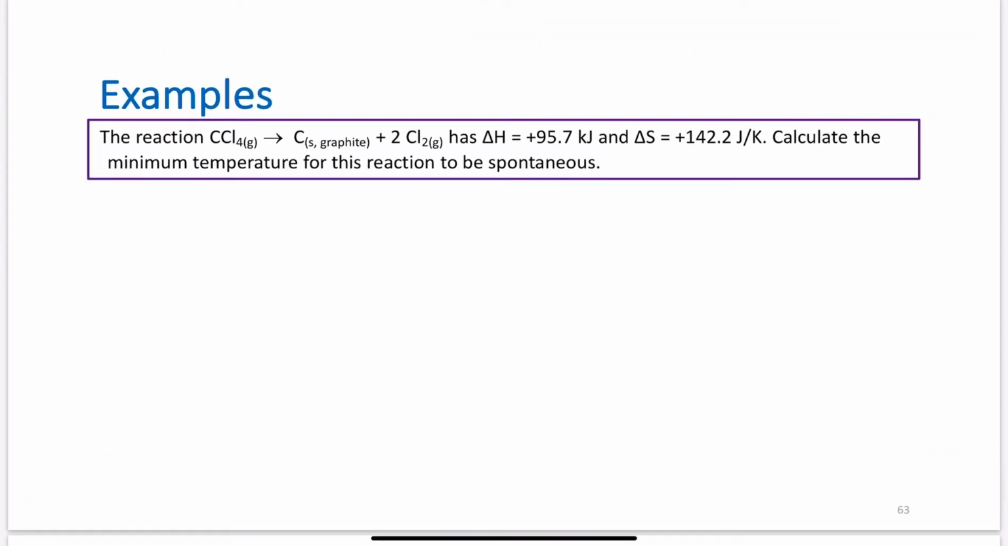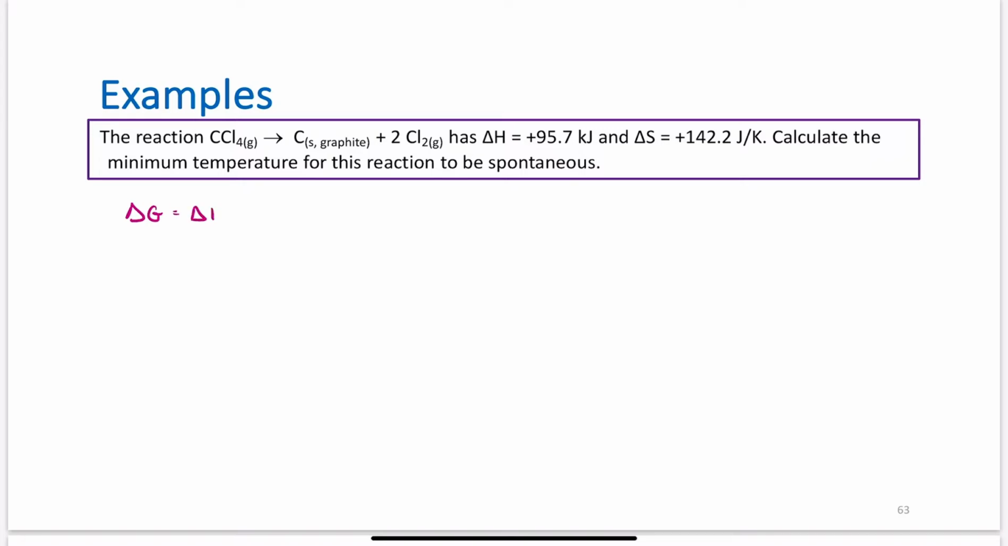The reaction CCl4 gas going to C carbon or carbon graphite plus 2 moles of Cl2 gas has a delta H value of positive 95.7 kilojoules and a delta S value of positive 142.2 joules per Kelvin. Calculate the minimum temperature for this reaction to be spontaneous. Same thought process we just talked through, so I'll go through it faster this time.